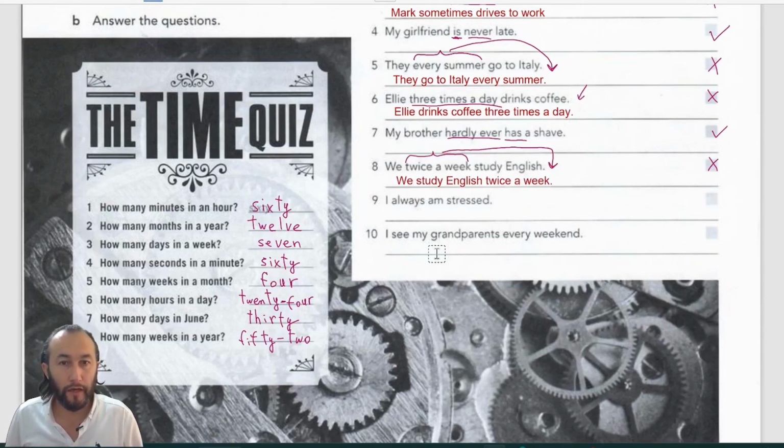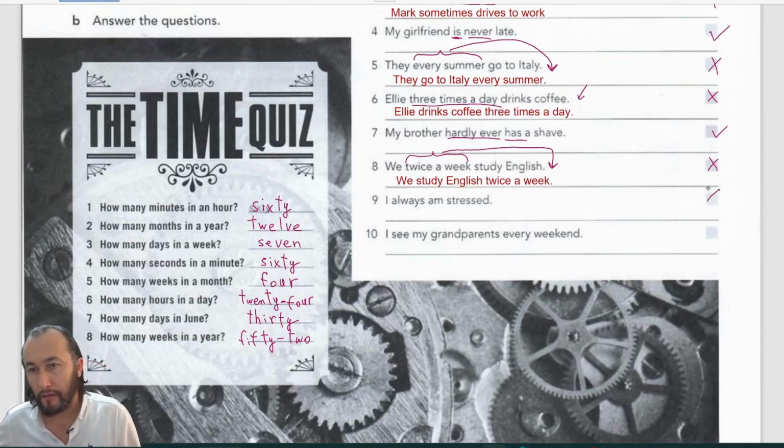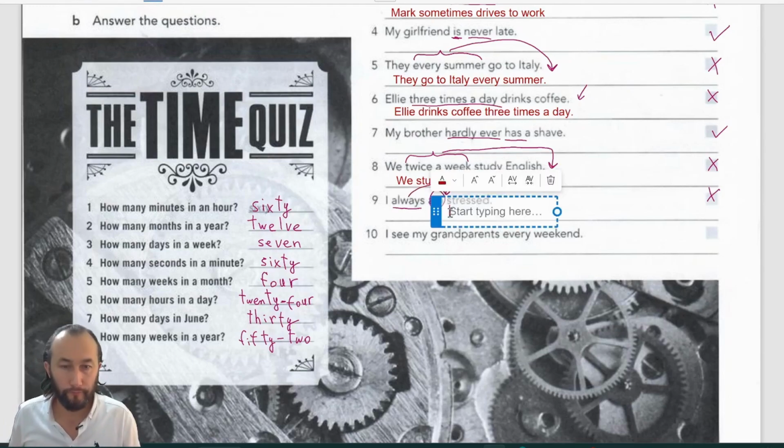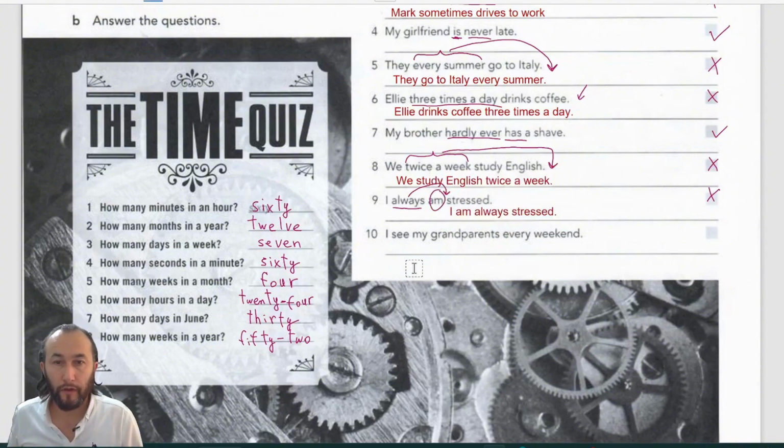Okay. Number 9, I always am stressed. That's a problem, guys. So I'm going to put a nice cross here because it is wrong. Why is it wrong? Because always is an adverb of frequency, and we have the verb be here. Am is a form of be. So the adverb of frequency has to come after the verb be, guys. So: I am always stressed. We're going to write down the right one. I'm always stressed.